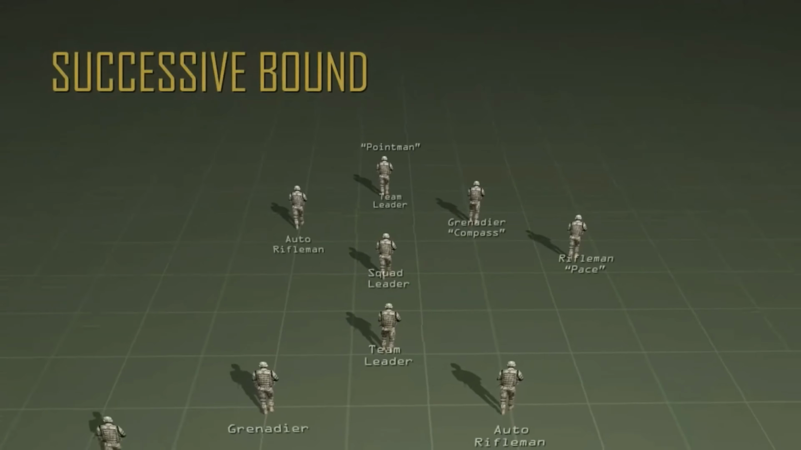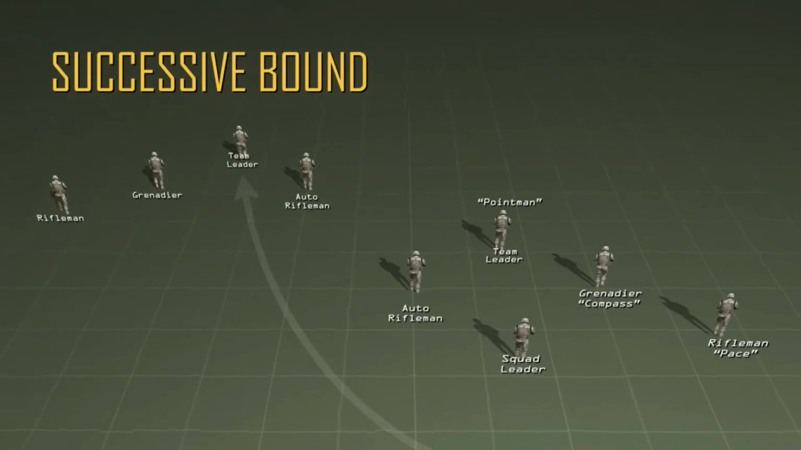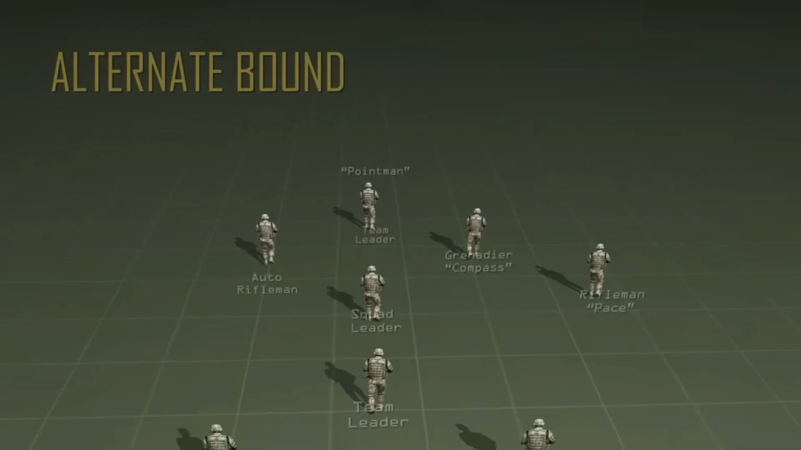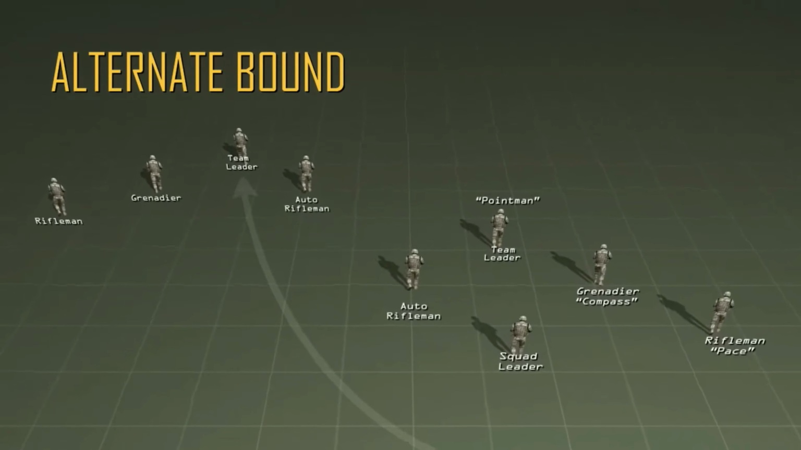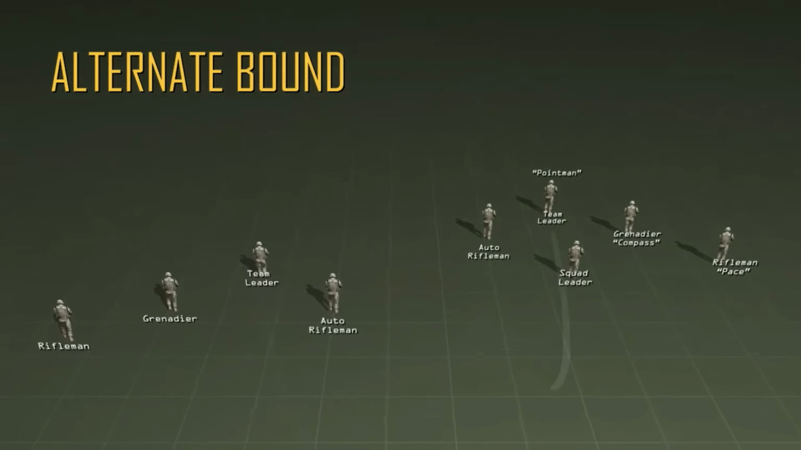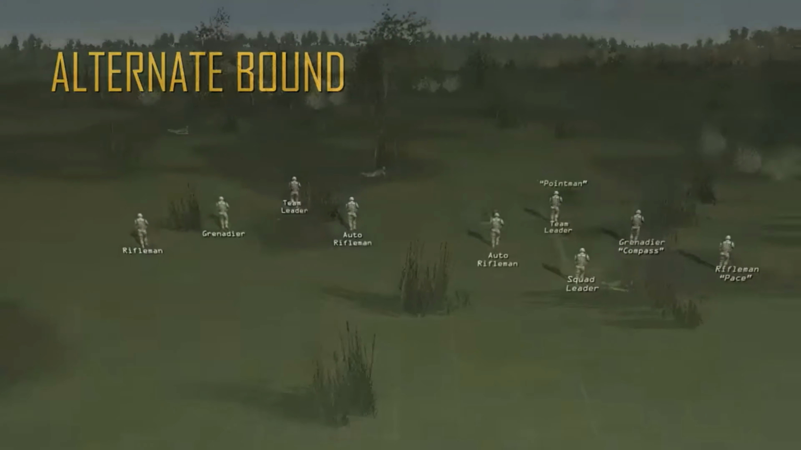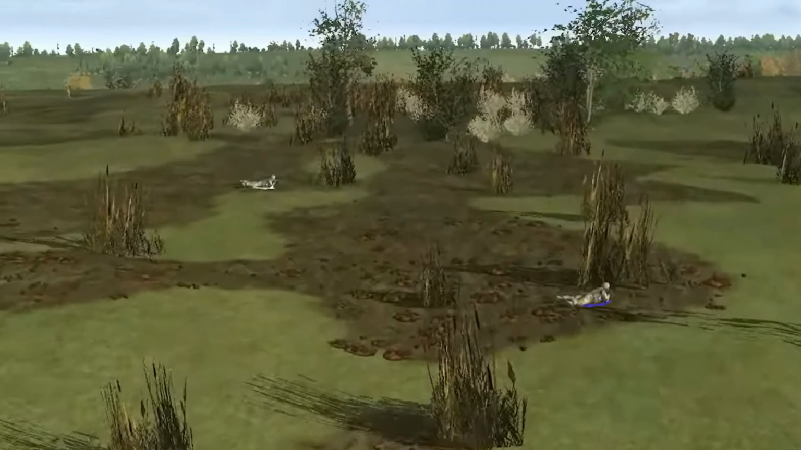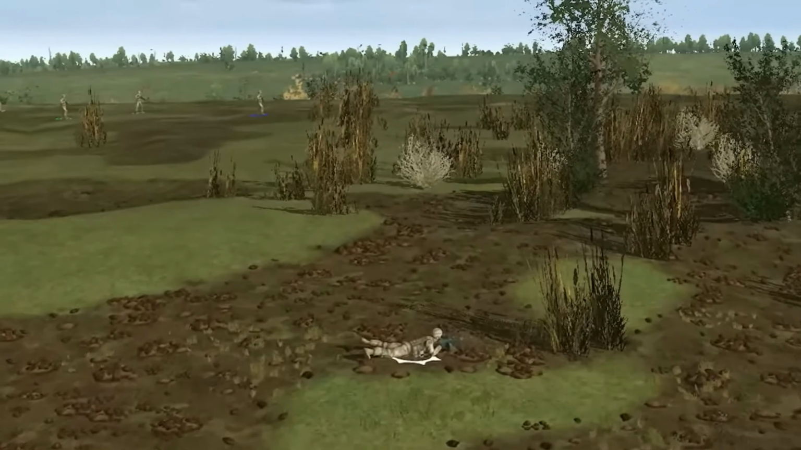In the successive bound, the teams bound forward to a covered and concealed position, generally parallel with the other teams. In the alternate bound, the bounding fire team does not stop parallel with the overwatch fire team, but moves beyond the overwatch fire team. Bounding overwatch provides the most control, the most dispersion, and the most security, but at the cost of speed.